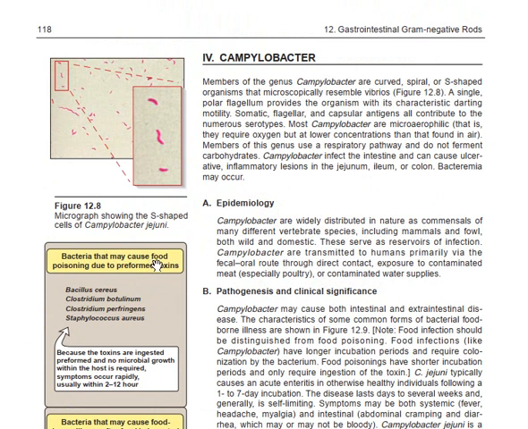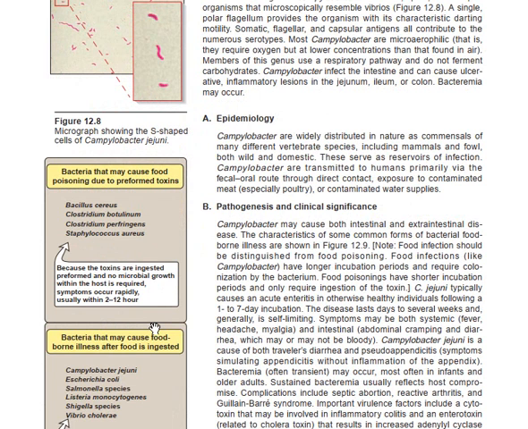Now, which bacteria may cause food poisoning due to preformed toxins? The first one is Bacillus cereus, which also causes food poisoning from a preformed toxin. We have Clostridium botulinum, Clostridium perfringens, and Staphylococcus aureus. All of them are due to food and preformed toxins. Because the toxins are ingested preformed, no microbial growth within the host is required, and symptoms are rapid. It means the symptoms can occur even 2 to 12 hours after you eat.